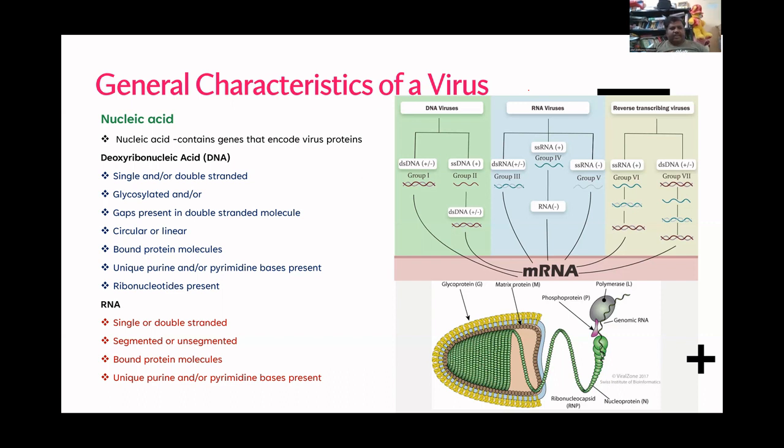Sometimes these nucleic acids can also be glycosylated, that is, they can be associated with a carbohydrate moiety. For example, certain viruses have glycosylated nucleic acids, like influenza virus. Or at certain times these nucleic acids can be bound with proteins. We call them nucleoproteins. The classical example is the rabies virus nucleic acid. We call the nucleic acid of the rabies virus a nucleoprotein because it is associated with protein.